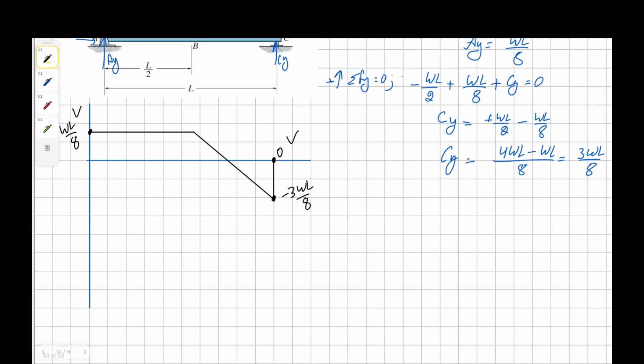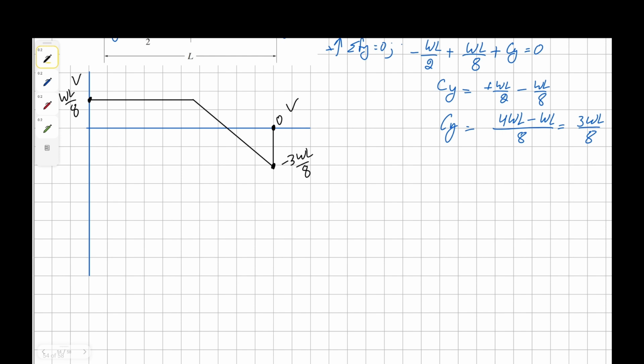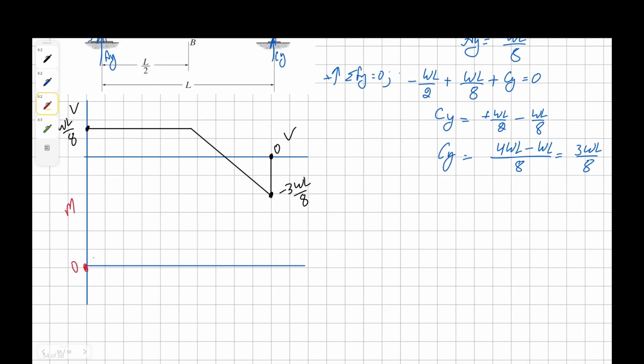Okay, and similarly, for our moment, it's going to begin at 0. And then for this positive area, we're going to go up in a first order curve. And then for this area, till here, which will be our maximum as well, we're going to have a second order curve concaving downward. And then for this negative area, we're going to concave downwards, and it's going to bring us down to 0.